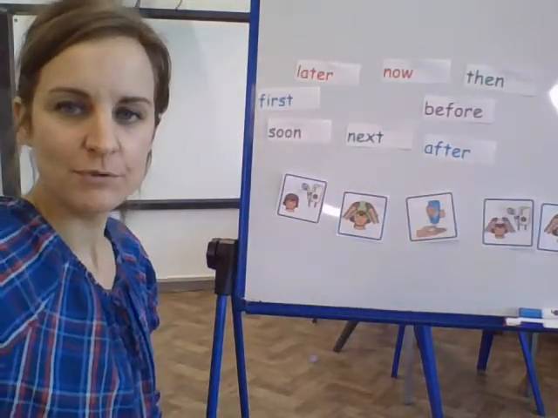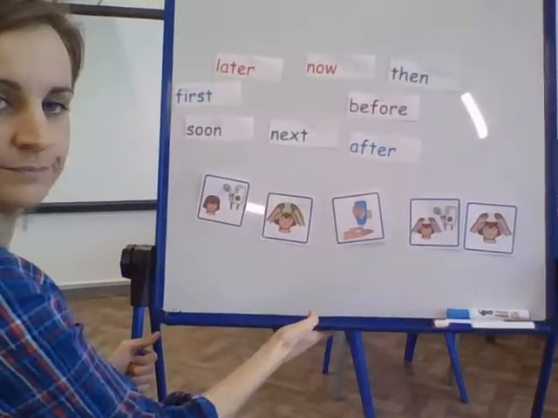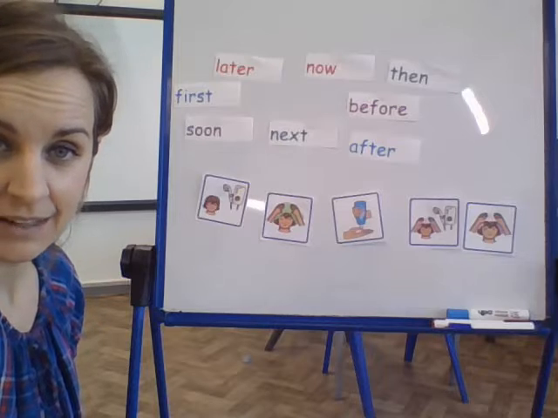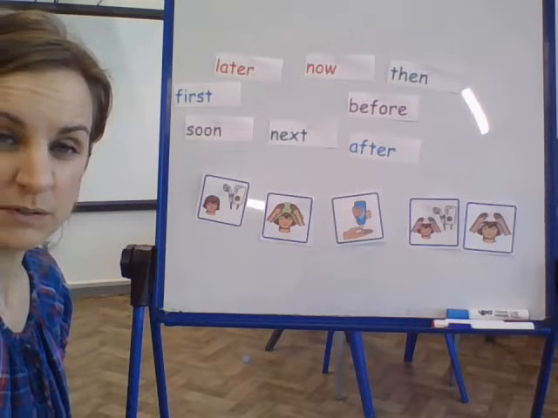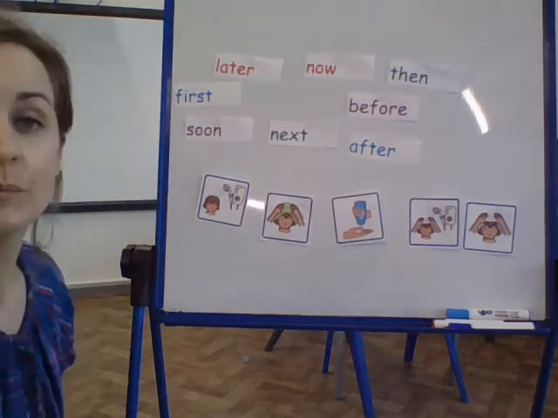Oh, reception. Do you know what's happening in these pictures? Can you see? That's right. Someone's washing their hair. So we need to put these into order, don't we? Because that's what we're doing today. We are ordering actions and we are describing them using our time words.